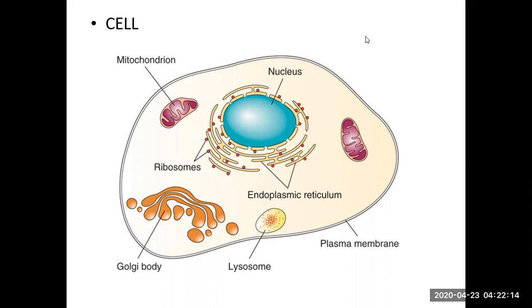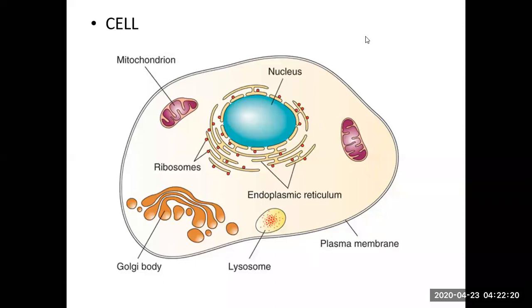Before we start our lesson, we have to get to know a few terms. I hope you know what a cell is. Being a biology student, you must be well aware of this term. What is a cell? A cell is a unit of life. Living organisms are composed of millions and trillions of cells.